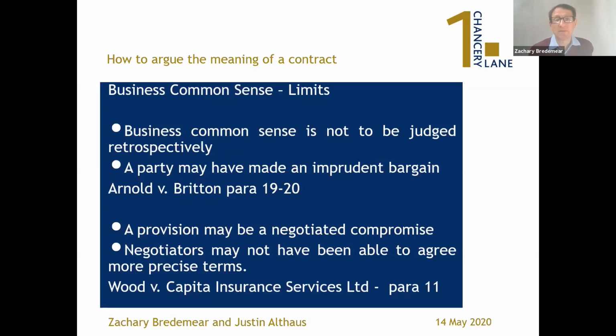It does seem to me that a party who has produced the draft is going to struggle to persuade the court to depart from the language more than where a party has not produced the document. And I think that's part of the points made in Wood and Capita about the drafting and where it comes from, and the reconciliation of Rainy Sky and Arnold and Britain.